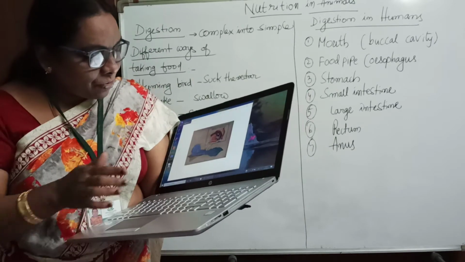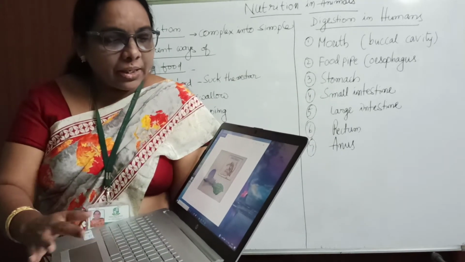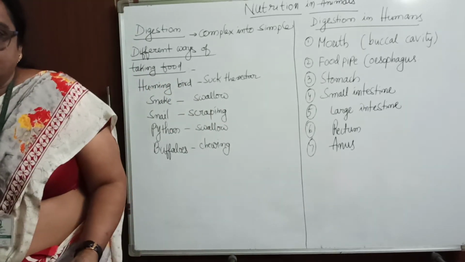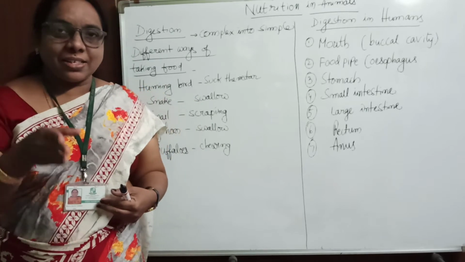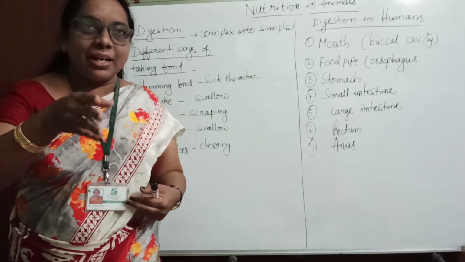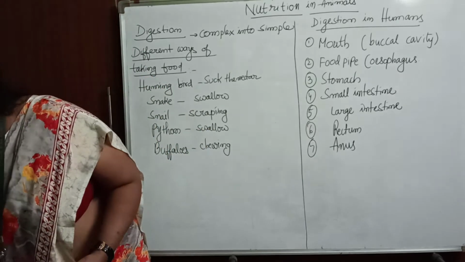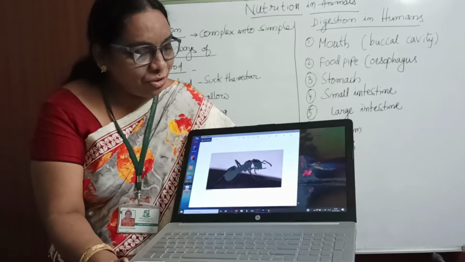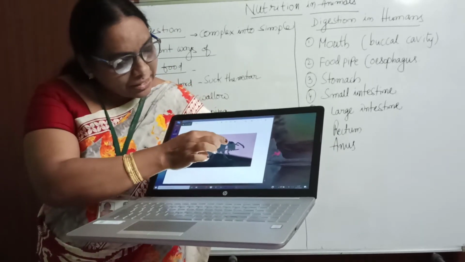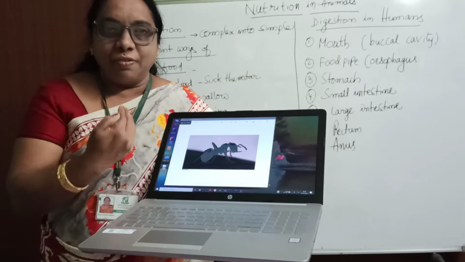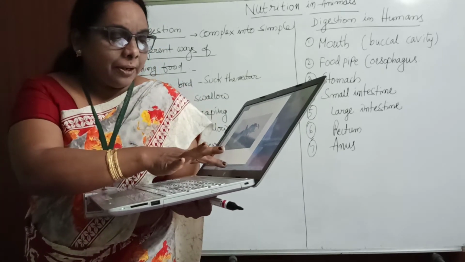Okay, next one. If you see the next picture, you can see how the ant collects food. You know that ants form a line to collect food, and they just move along. They hold the food with the help of the mouth, and then they take the food inside.